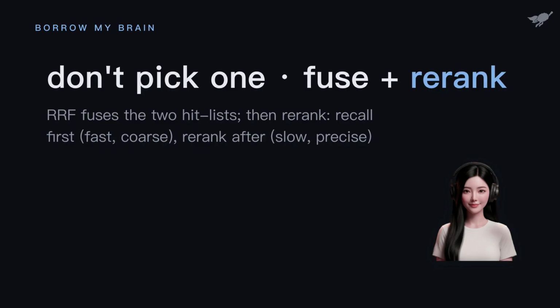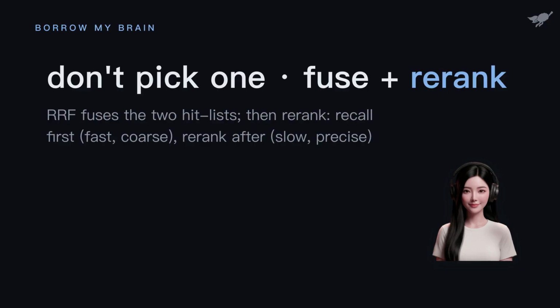Real RAG wants both. After fusion, there's one more step, reranking. The retrieval layer, to stay fast, hands you a batch that's roughly relevant, and there's noise in it. The reranker switches to a scoring method that's more expensive, but also more accurate, runs it only on this small batch of candidates, and pushes the real answer to the very front.